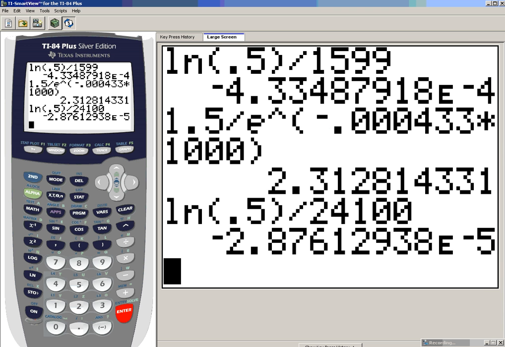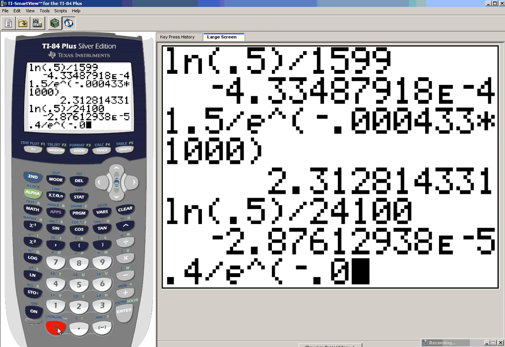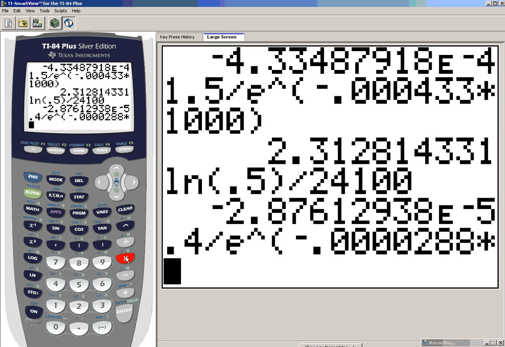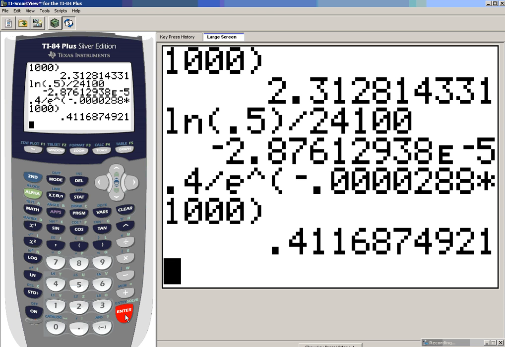0.4 divided by e to the negative 0.0000288 times 1,000 power. We see that we started with 0.412 grams.